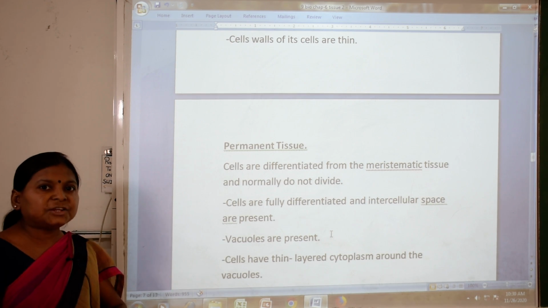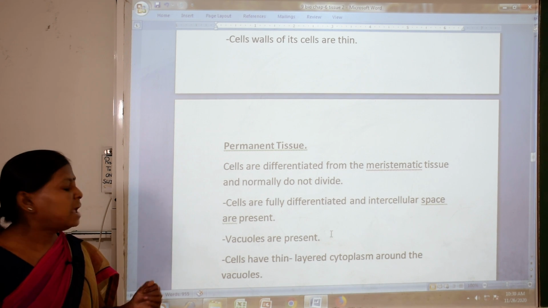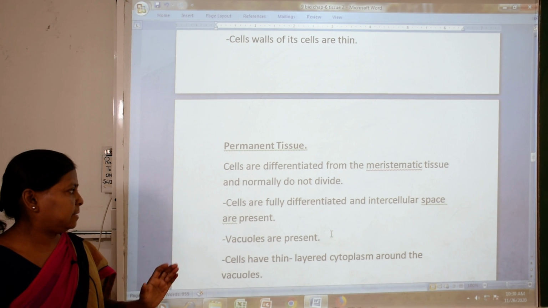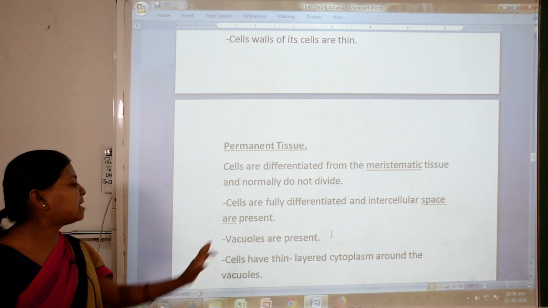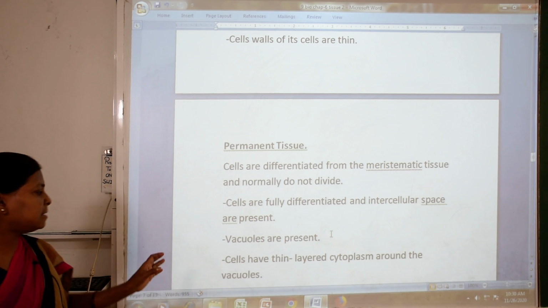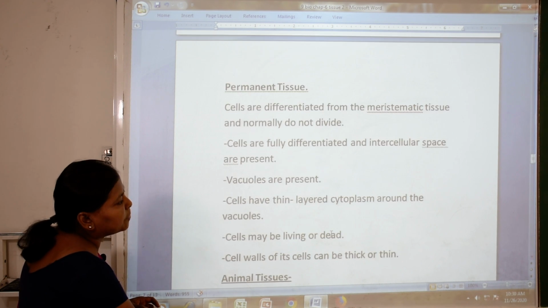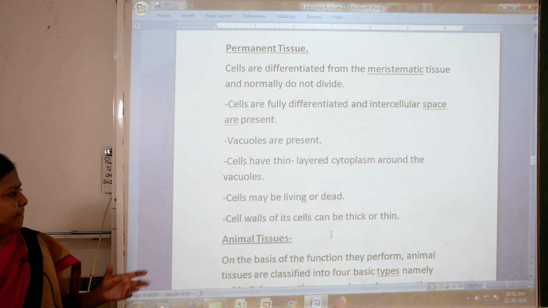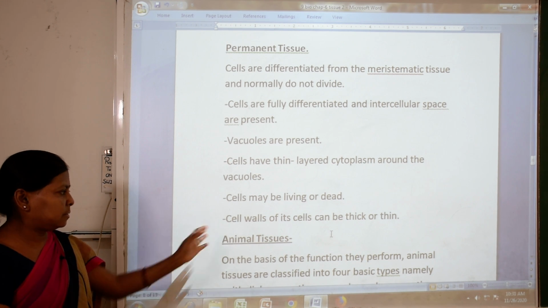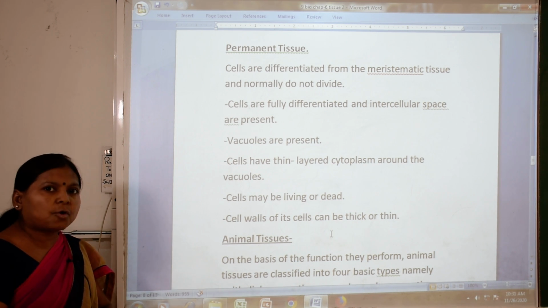These cells are differentiated from the meristematic tissue and normally do not divide. Cells are fully differentiated and intercellular spaces are present. Vacuoles are present. Cells have a thin layer of cytoplasm around the vacuoles. Cells may be living or dead. The cell walls of these cells may be thick or thin.